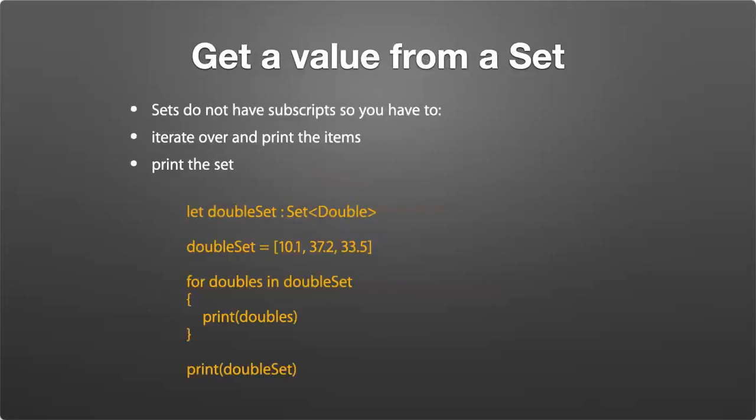Now, if we want to get a value from a set, we don't have a subscript, so we can't just go and grab something from it. We actually have to iterate over the set. So here we've got a set of doubles, and what we then do is we have to do a for loop through it to find out the values. Okay. So that's something slightly different there if we want to print it.